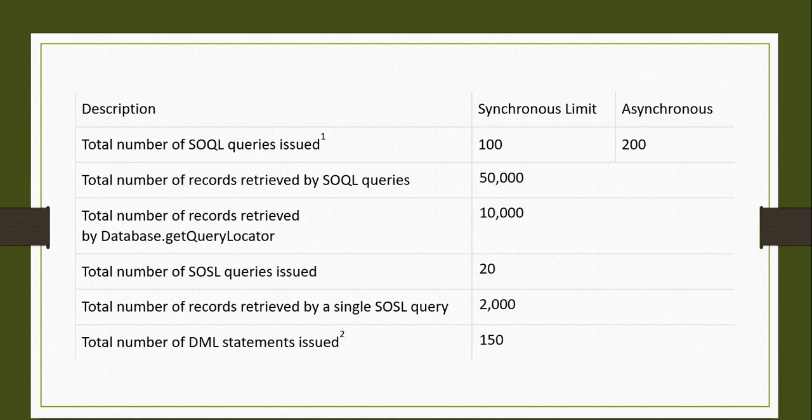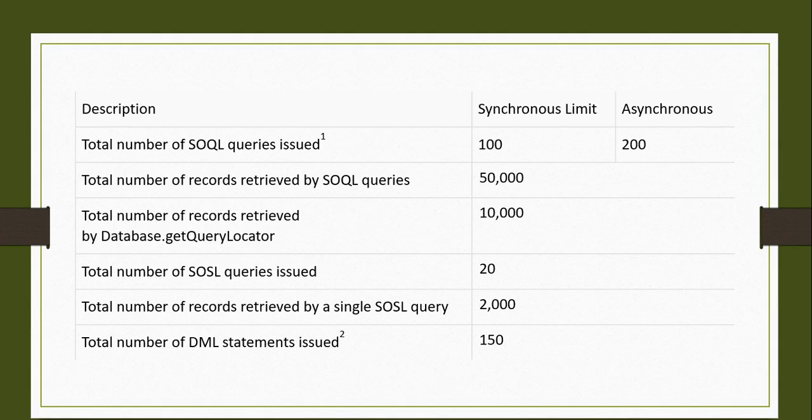Here the question is, what are the governor limits for synchronous and asynchronous? The total number of SOQL queries issued by synchronous is 100, and by asynchronous is 200. The total number of records retrieved by SOQL queries is 50,000 for both synchronous and asynchronous, and the total number of records retrieved by Database.getQueryLocator is 10,000 for both. The total number of SOSL queries issued by both synchronous and asynchronous is 20.